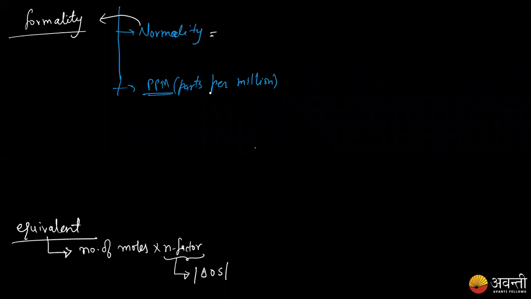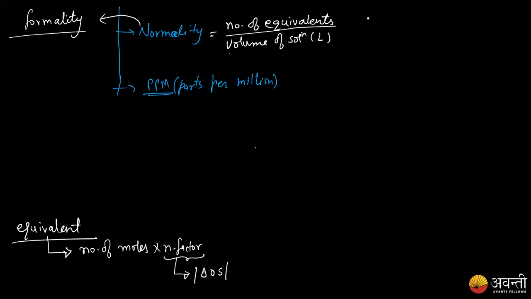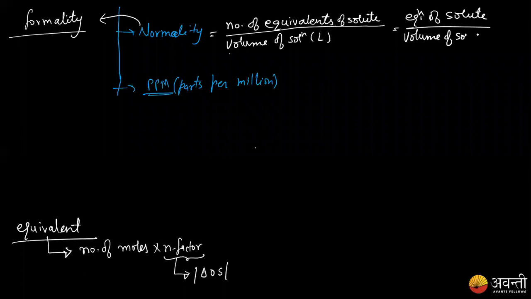So normality is the number of equivalents of solute divided by the volume of solution in liters. Clear? If the volume is not in liters, then you can also call it the number of equivalents of solute divided by the volume of solution in ml into 1000.